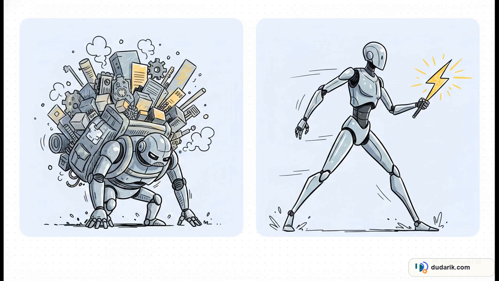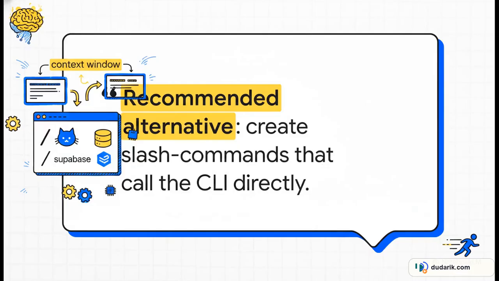Think about it. If a platform already has a robust command line interface, spinning up a heavy MCP server just to interact with it is, well, it's just wasteful. As the source material points out, instead of keeping something like the GitHub MCP permanently loaded, you can just create slash commands that call the CLI directly. You're wrapping existing tools, like the GitHub or Supabase CLI, into simple commands like /GHPR or /dbmigrate.